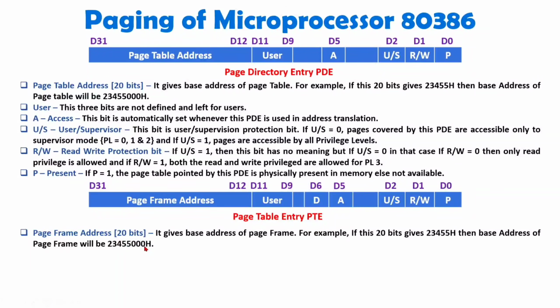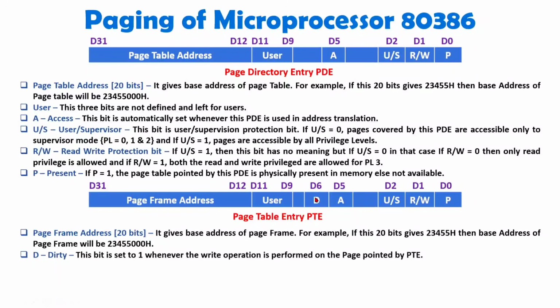And my dear students, one more bit that you need to know is the D bit. This D is the dirty bit. This bit is set to 1 whenever a write operation is performed on the page pointed to by the PTE. So whenever we perform a write operation, at that time this bit will get set to 1. Dirty means you can say we have changed the data, right?